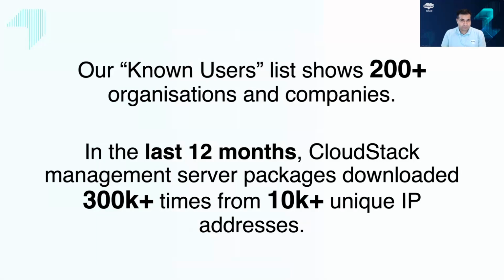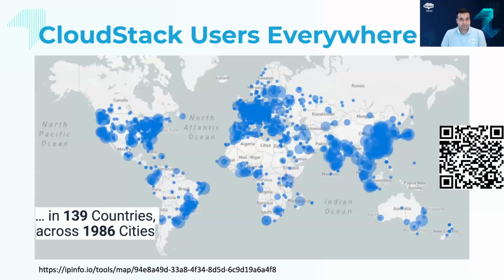From the public information we have, from a user contributed list of names of organizations and companies, we know there are more than 200 known large companies and organizations that are users of CloudStack. In fact, in the last 1 year alone, CloudStack has been downloaded hundreds of thousands of times through a variety of IP addresses. Using that data, we've plotted something on a map for you. So we can see CloudStack users come from almost every part of planet Earth. CloudStack users are in more than 100 countries and thousands of cities spread across the globe.